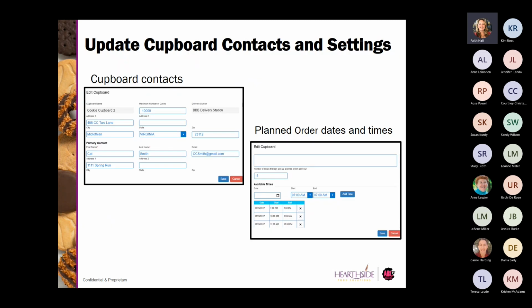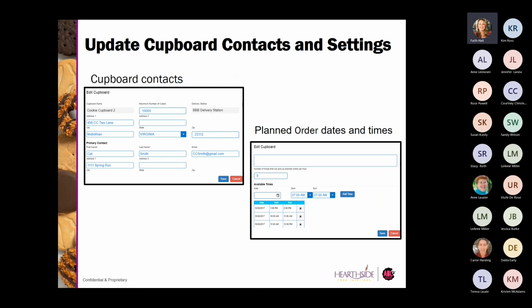So let's look at this a little bit closer. Within your cupboard information, here's the cupboard contacts example. This is where you can update, like I mentioned, the name and things like that. But if you scroll down, you'll see the second little box there. You'll see that information, and that is where you enter in your open available times for that cupboard.